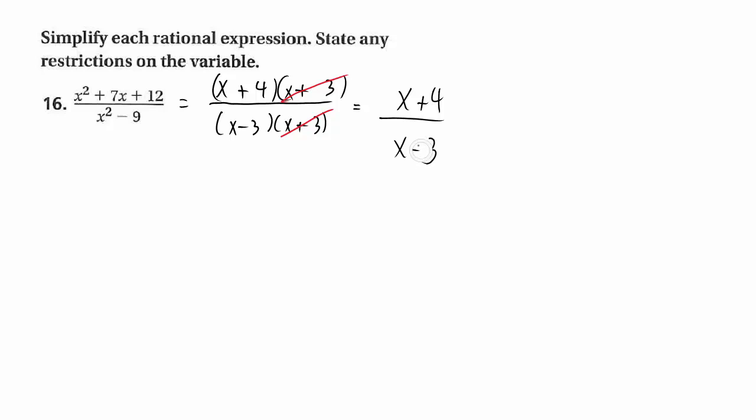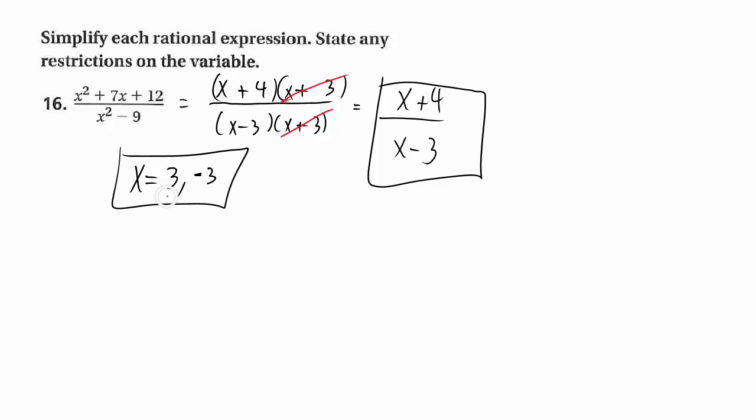Notice how I'm not writing the parentheses this time. There's nothing wrong with it. You can rewrite them if you want. They're understood to be there. The restrictions on the variables, though, since we cannot divide by 0, x cannot be 3, obviously. But also, even though it reduced out, x cannot be negative 3 either. So I'm going to just write that as one combined statement. You could write it as two separate statements, but just saying that x is not allowed to be either of these numbers will suffice. But this is your simplified expression.